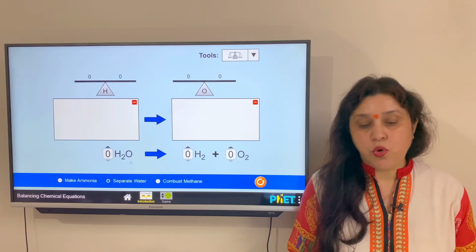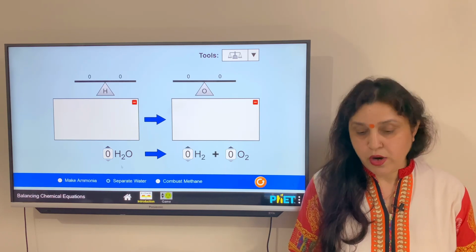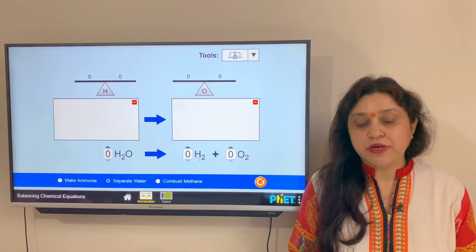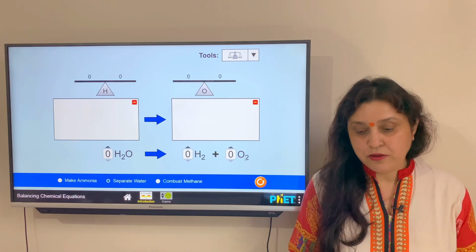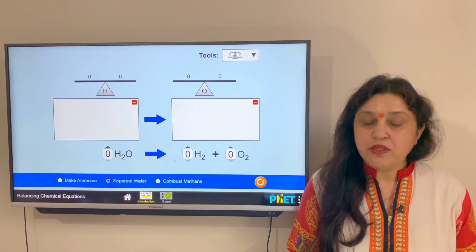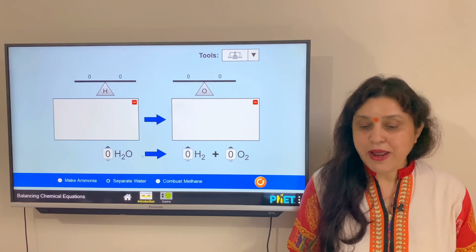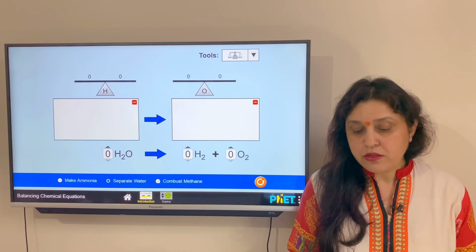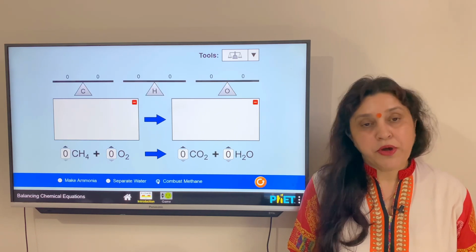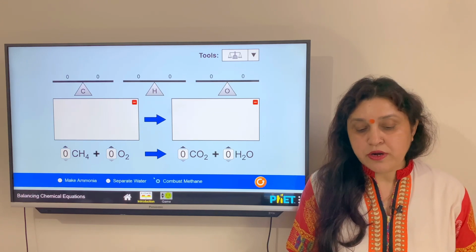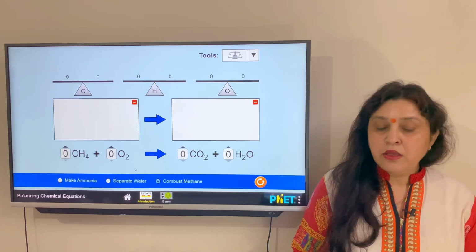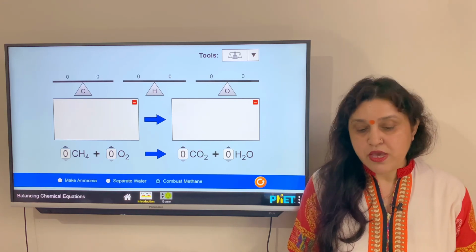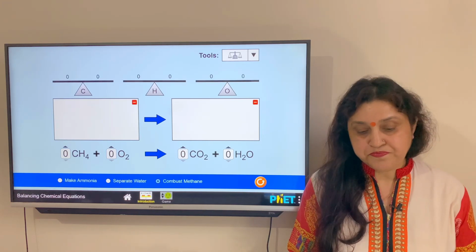This reaction shows decomposition of water. H2O decomposes into hydrogen gas and oxygen gas. So with the help of this simulation, you can practice this balancing of this equation. There is one more equation. So students, you can learn this complex topic of balancing with the help of this digital simulation.